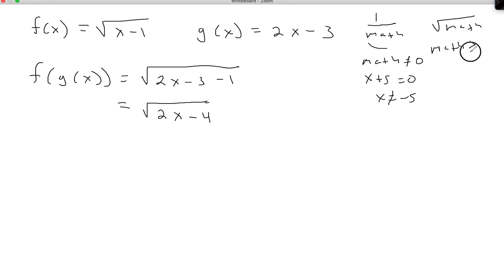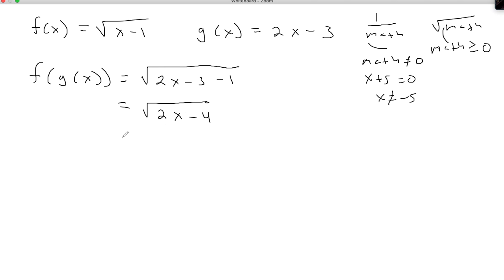If we have a root, then what we need to do is take that math, and it has to stay greater than or equal to 0, because remember, you can't take an even root, at least, of a negative number. So 0 to infinity is the domain of an even root function.